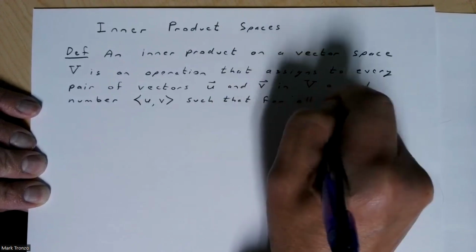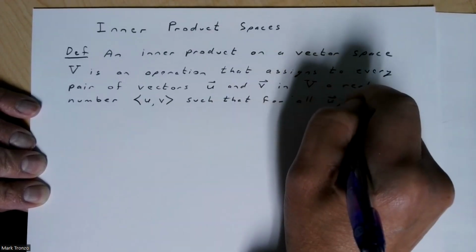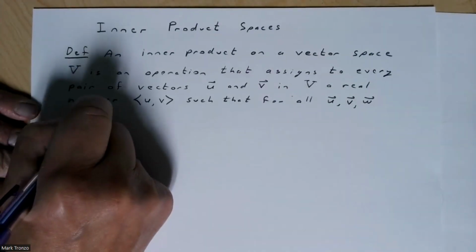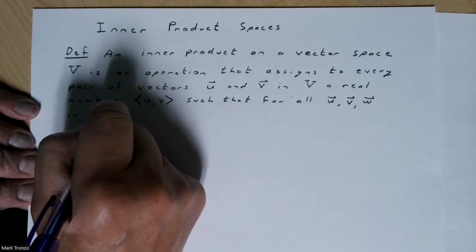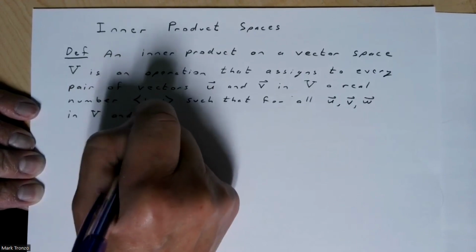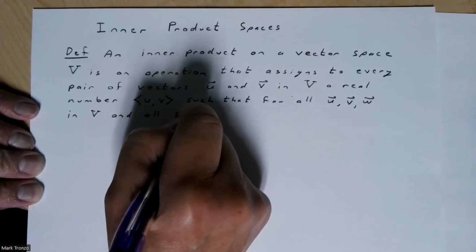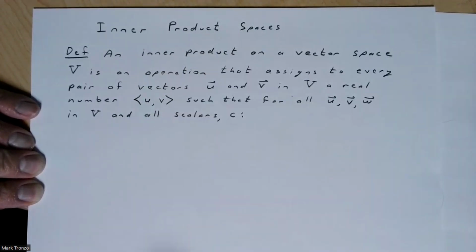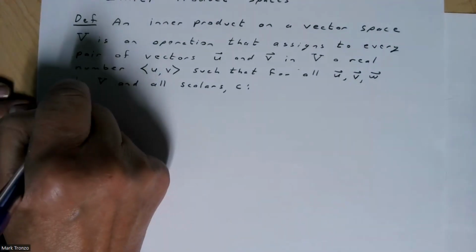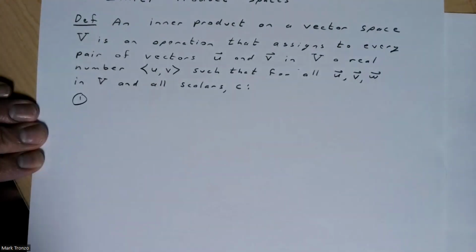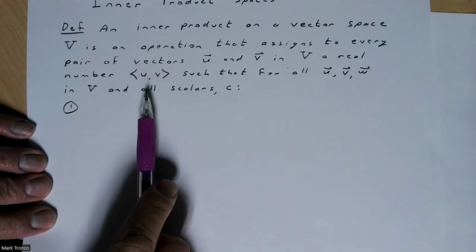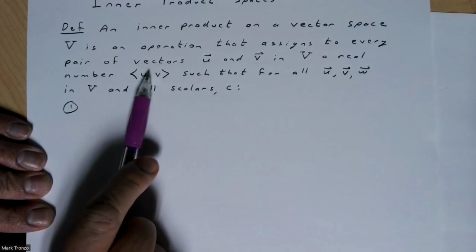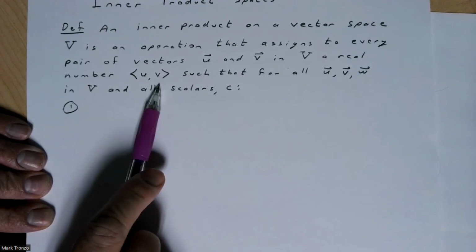such that for all U, V, W in V and all scalars C, these are true. Again, I'm using the standard notation for the inner product, which is like commas. Another notation is the bar, but I'm going to use the comma here.